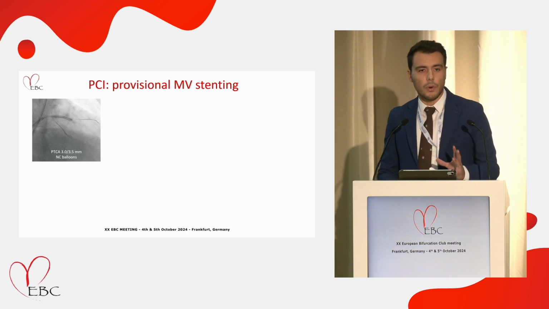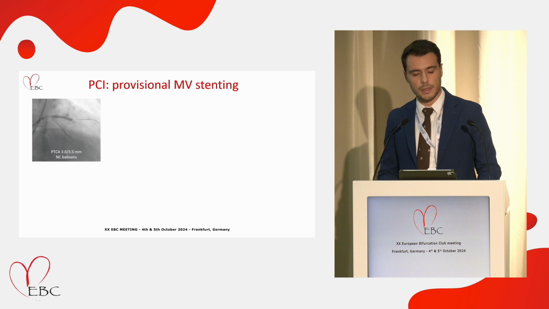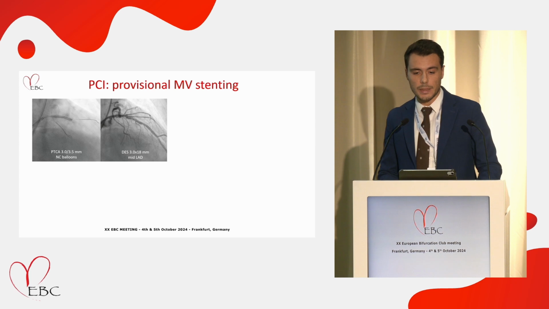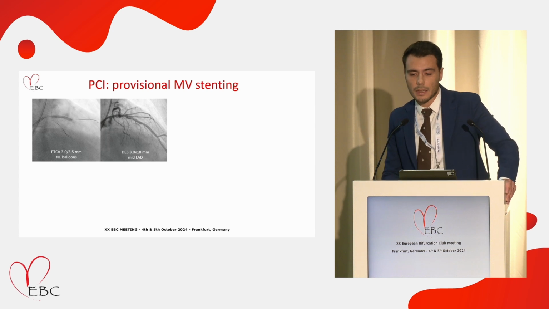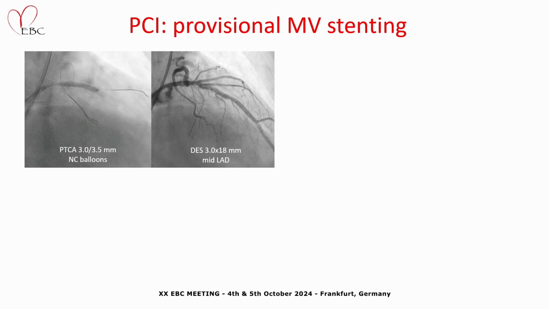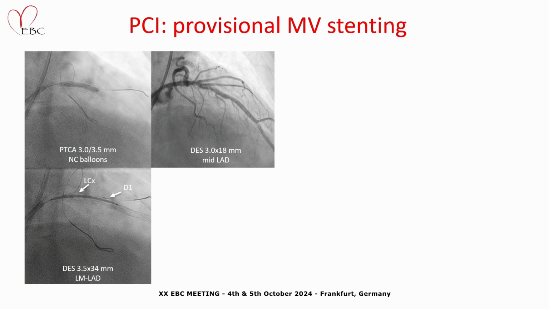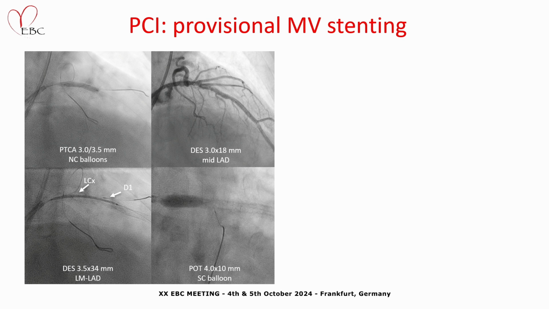The trial provided for provisional stenting of large bifurcation lesions, with a good predilation with NC balloons up to 3.5 millimeters at the middle LAD, the proximal LAD and the left main. Then we placed a first stent at the middle LAD, 3.0 by 18 millimeters, followed by a stent back to the left main, overlapped with the previous one across the circumflex and the D1, that was 3.5 by 34 millimeters. After that, of course, we proceeded with our POT with a 4.0 balloon.